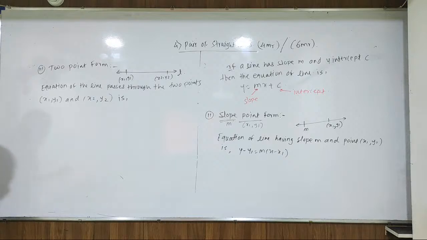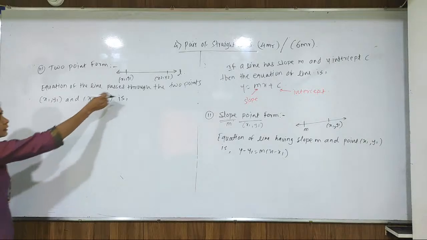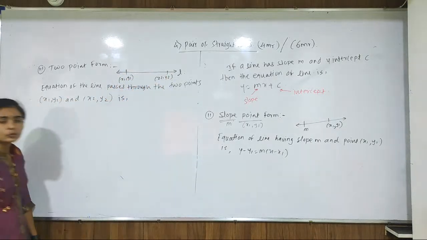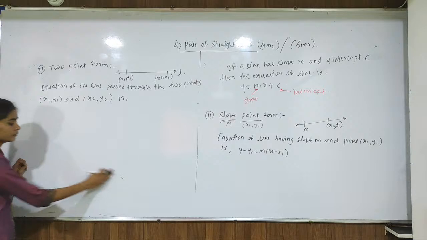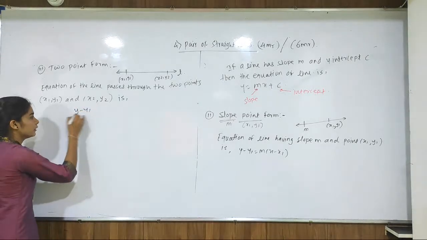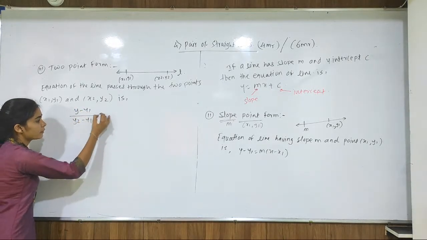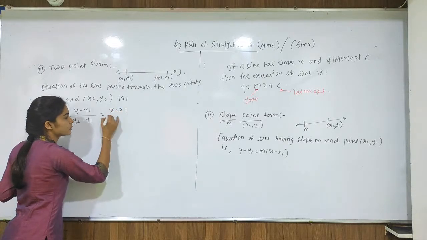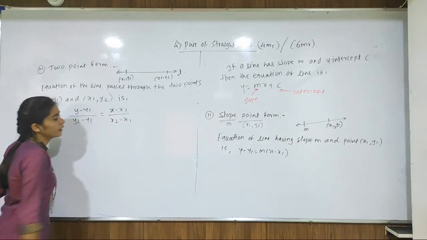Yes. What will be the equation? Tell me quickly. So here are 2 points, x1 y1 and x2 y2. What will be the equation? Do you remember? y minus y1 upon y2 minus y1 is equal to x minus x1 upon x2 minus x1.